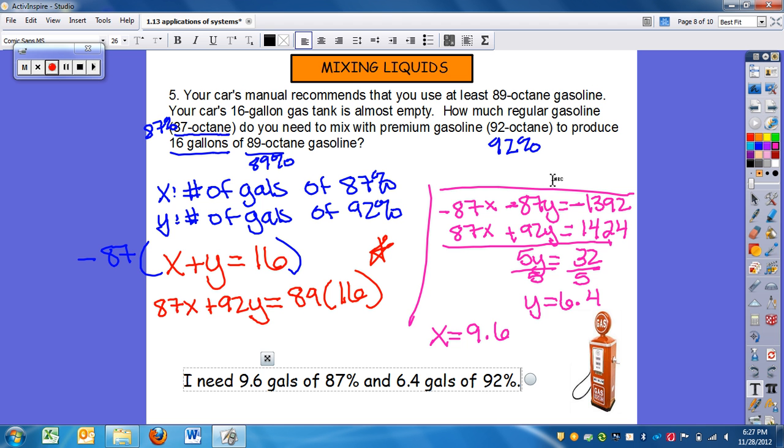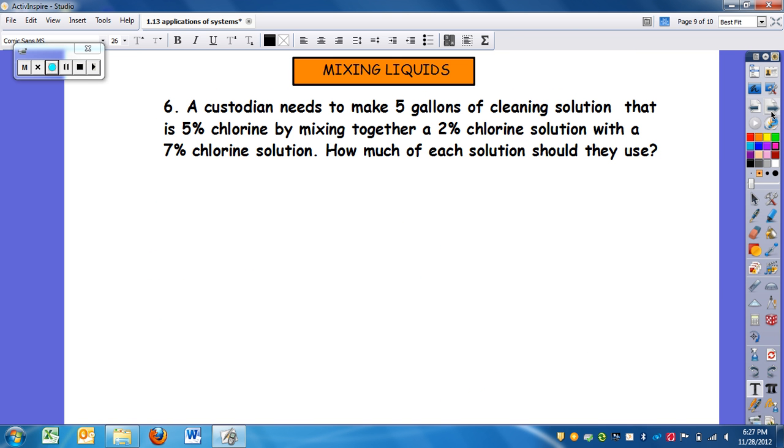Alright, so this is probably the most difficult one you're going to do, and again, it's set up like the first two, but we kind of have this last step. Alright, so let's look at one more. This custodian needs to make 5 gallons of cleaning solution that is 5% chlorine by mixing together a 2% chlorine solution with a 7%. So again, we have one lower, one higher to get one in between. How much of each solution should they use?